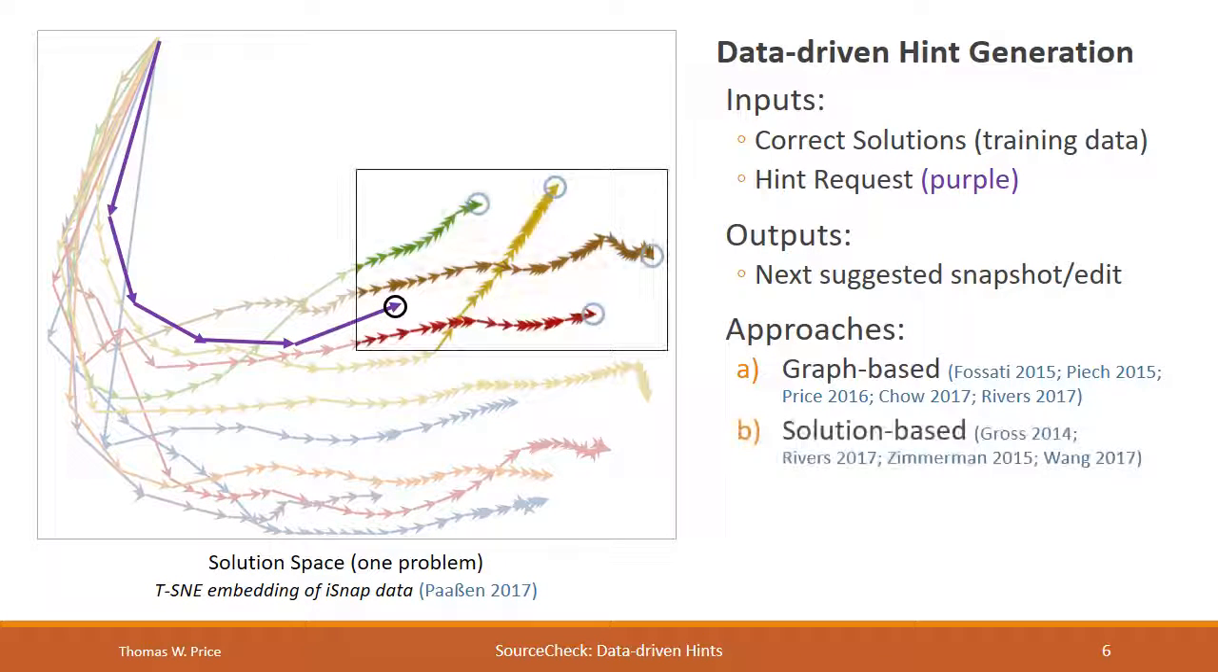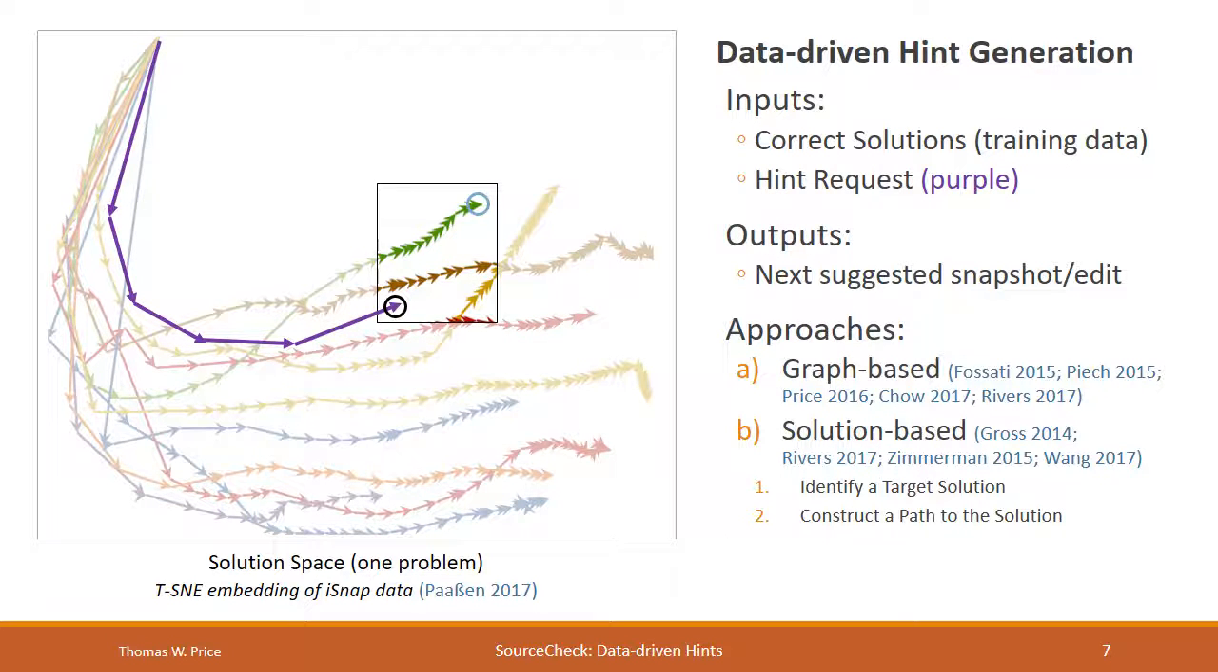The second class of approaches are solution-based. And with these approaches, we for the most part ignore the traces of the students in our training data set and rather focus on only their submitted final solutions. We try to identify the closest submitted solution using some sort of distance metric, identify that target solution, calculate a path through the solution space, perhaps a path that we've never seen before, and bring the student towards that target solution that we already know is correct. Now, the first step in that path represents the hint we actually give to the student.